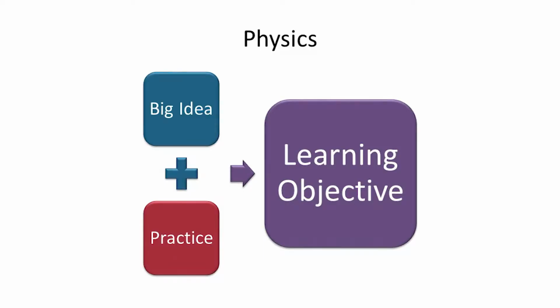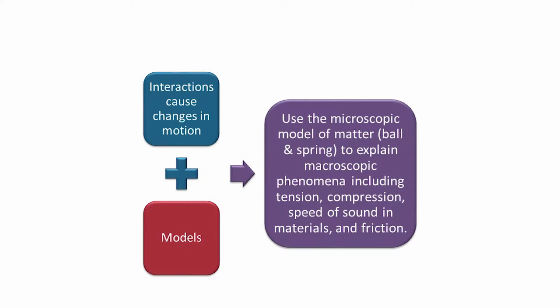So the big idea here, and they have a list of big ideas, and this is an abbreviated statement of it: interactions cause changes in motion. They do a lot of work around models in the introductory physics courses. And so one of their learning objectives is to use a microscopic model of matter, specifically the ball and spring model, to explain macroscopic phenomena including tension, compression, speed of sound in materials, and friction.